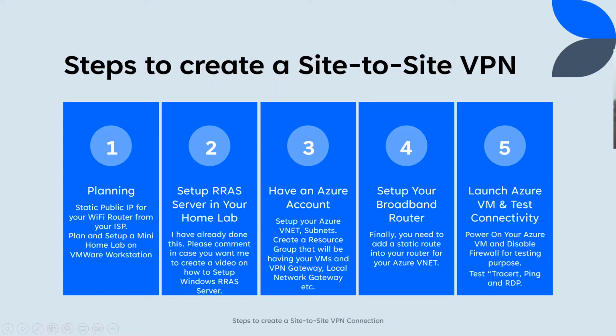As in step 4, I already set up my broadband router, but I can show you the static route which I defined here in my broadband router and how it works. And then, coming back to step 2, we'll be creating a demand dial interface there to connect to our VPN. And then finally, in step 5, we'll be launching our Azure VM and testing the connectivity, whether we can ping, whether we can trace route using the traceroute command, or whether we can RDP to the Azure VM hosted in my Azure subnet through its private IP or not.